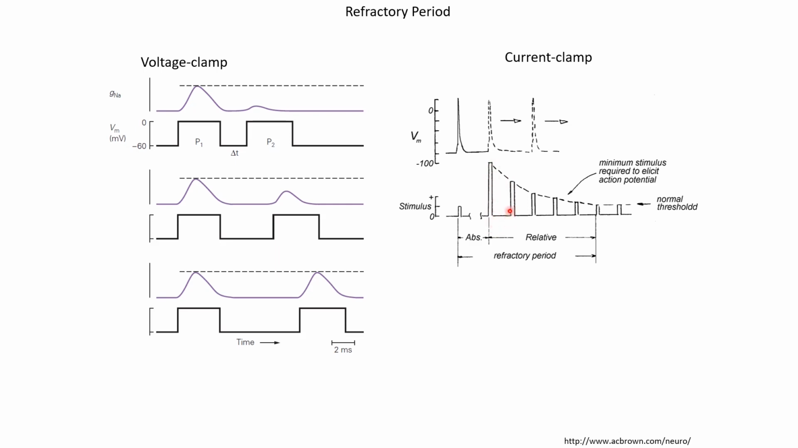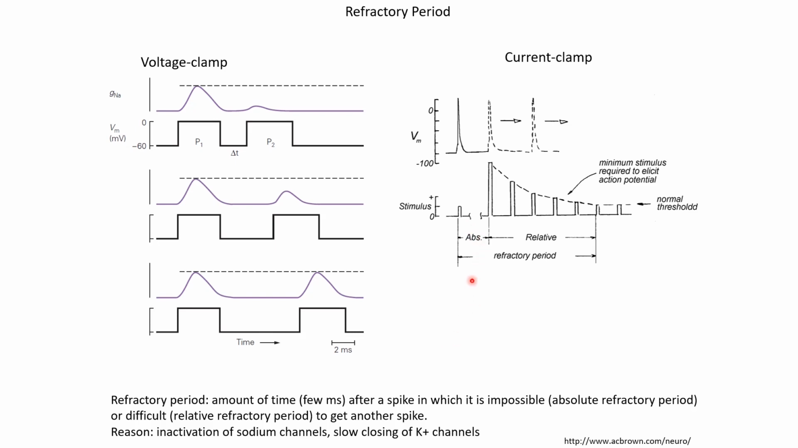So here you need this much stimulus to generate an action potential. After some delay, a smaller stimulus might suffice, and after some more delay, an even smaller stimulus might suffice. And then after this period is over, a normal stimulus would suffice. So this longer period is known as the relative refractory period, the period in which you can generate an action potential, but you need a larger stimulus to generate it. So just to recap, the absolute refractory period is the period in which no action potential can be generated after the first action potential. And the relative refractory period is the period in which an action potential can be generated, but it needs a larger stimulus.